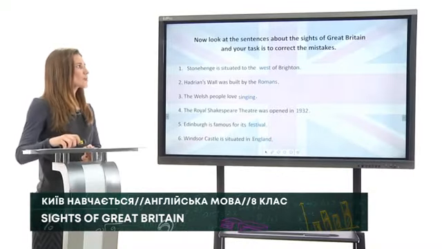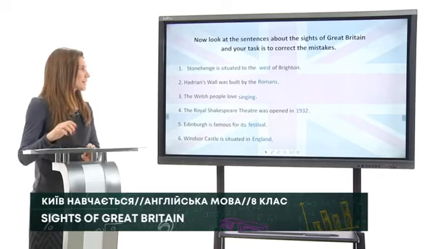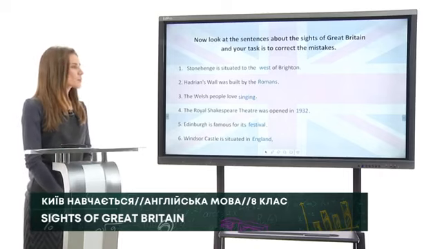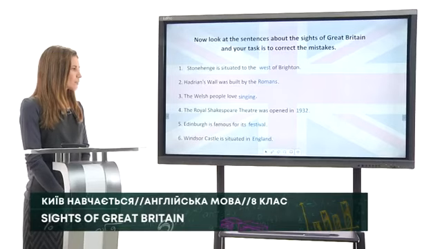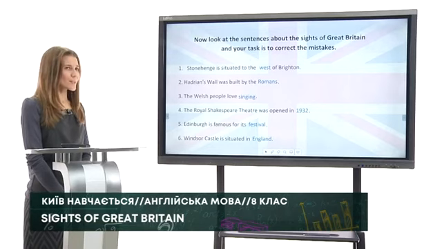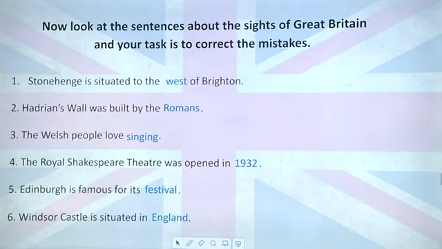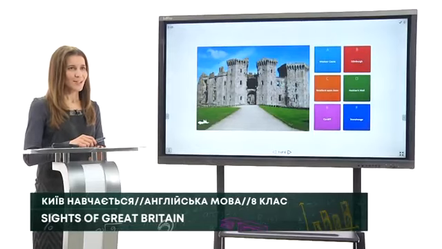Stonehenge is situated to the west of Brighton. Hadrian's Wall was built by the Romans. The Welsh people love singing. The Royal Shakespeare Theatre was opened in 1932. Edinburgh is famous for its festivals. Windsor Castle is situated in England. Well, let's have one more task.